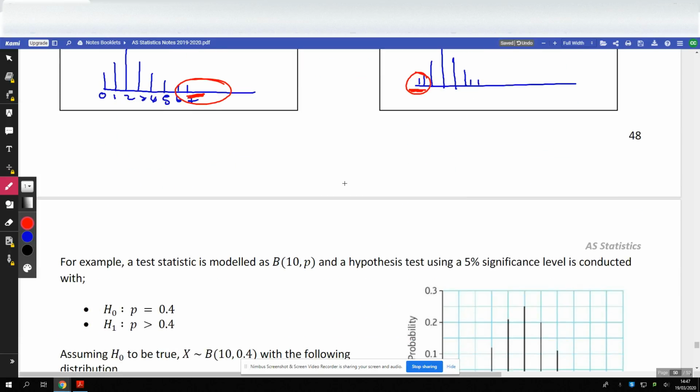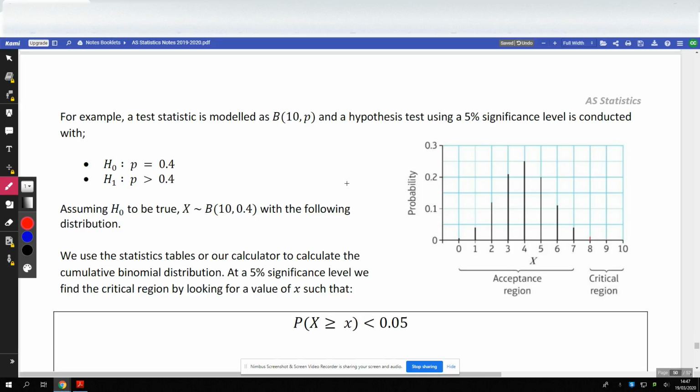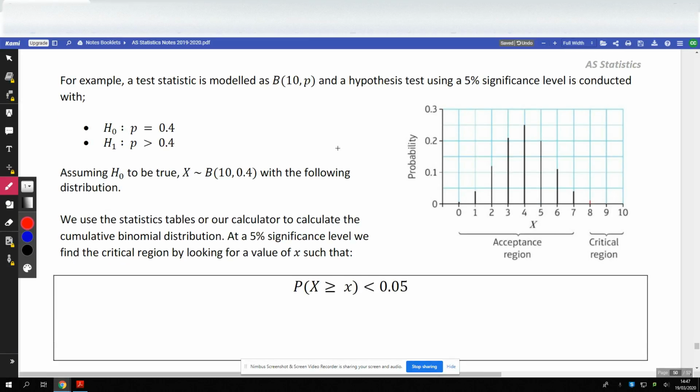Moving on to the next page. If we have this binomial distribution, so we've got n is fixed, in this question 10, and the probability that we are testing is 0.4. So that is given as the null hypothesis. This is the graph of that binomial distribution.